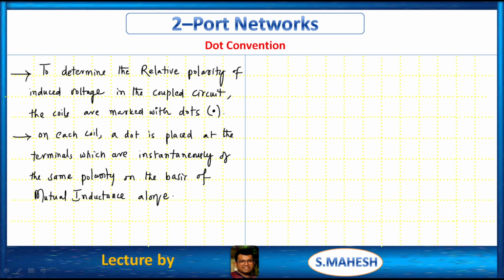Based on the current direction in the dots we can tell whether the mutual inductance is positive or negative. Okay, we are providing a dot convention in the coil. For the different cases we have to consider the current direction in those particular dots, then we can tell whether the mutual inductance is positive or negative. So for that we have four cases.